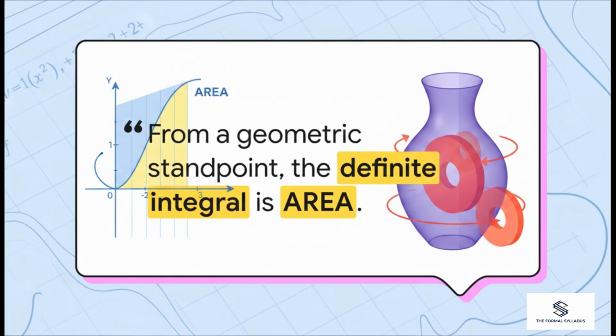To get there, we really have to ground ourselves in a core mathematical truth from our sources. From a geometric standpoint, the definite integral is area. An integral isn't just some abstract algebra problem meant to give you a headache. It is fundamentally tied to physical space. It's basically the numerical footprint of a shape. And today, we're going to take that flat 2D footprint, grab it, and pull it right into the 3D world.